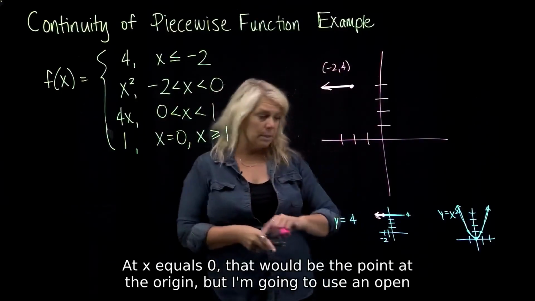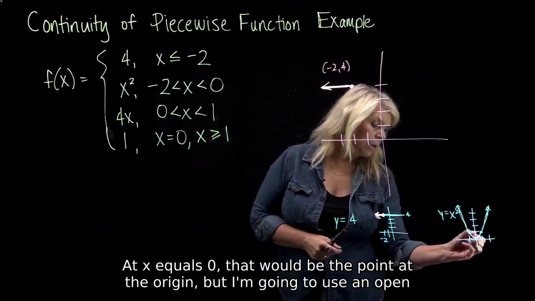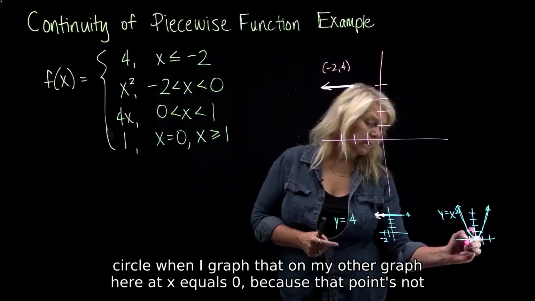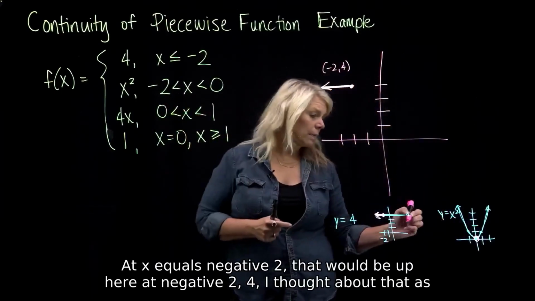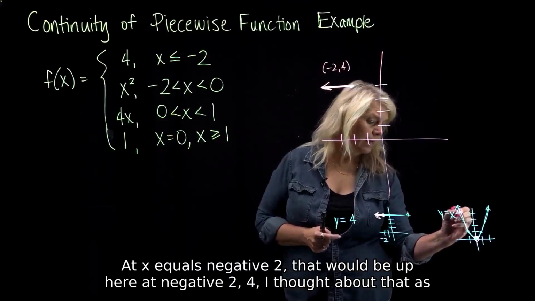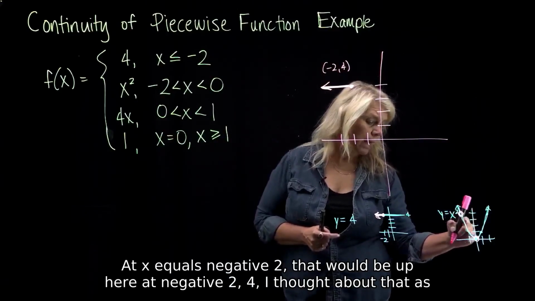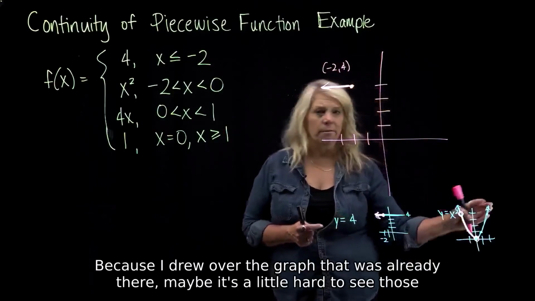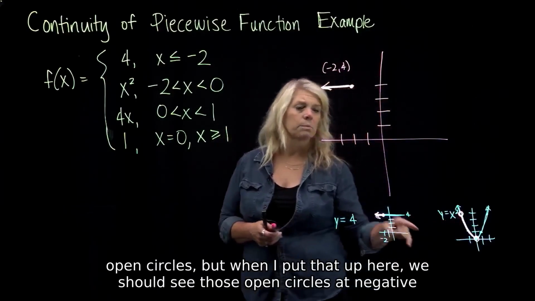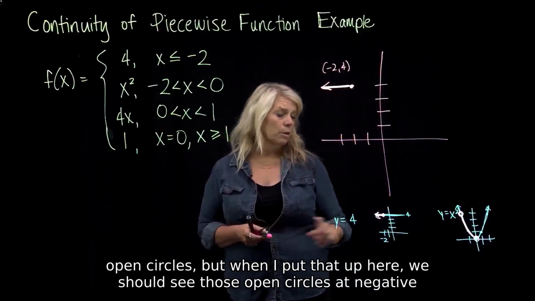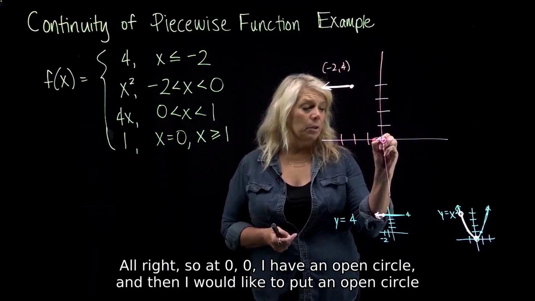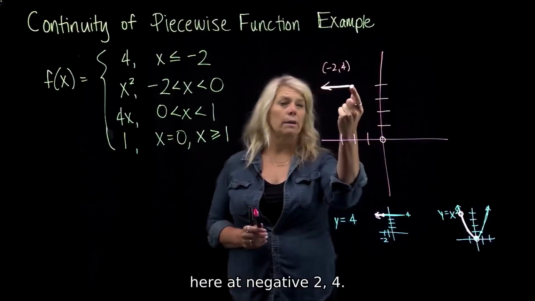All right, so at x equals 0, that would be the point at the origin, but I'm going to use an open circle when I graph that on my other graph here at x equals 0, because that point's not included. At x equals -2, that would be up here at -2, 4. I thought about that as I was plotting these points, and I want the part where x is between 0 and -2. Because I drew over the graph that was already there, maybe it's a little hard to see those open circles, but when I put that up here, we should see those open circles at -2, 4 and at 0, 0. So at 0, 0, I have an open circle. And then I would like to put an open circle here at -2, 4.